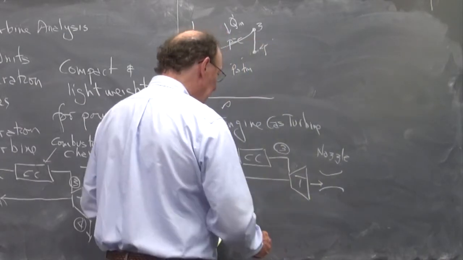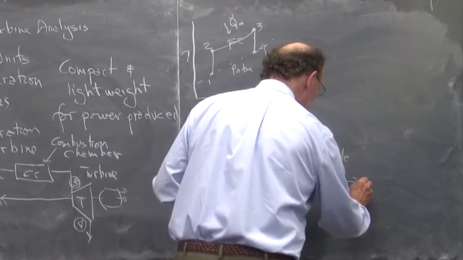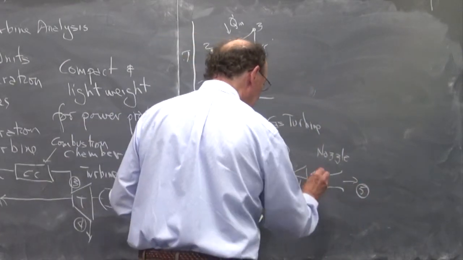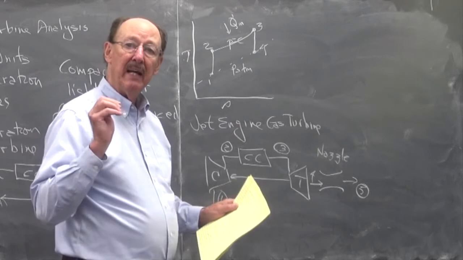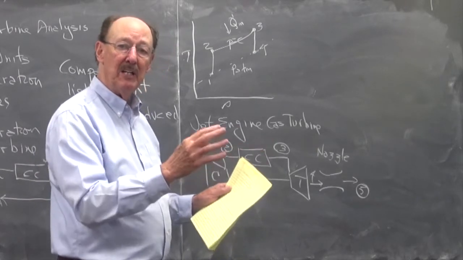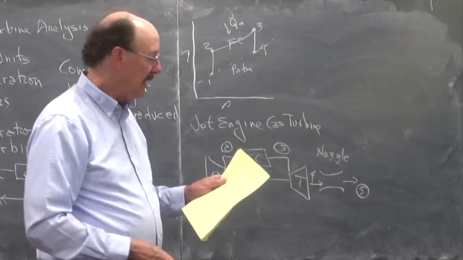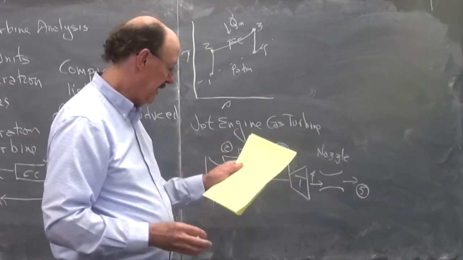Then it'll come out of the nozzle at state 5, so I have 1, 2, 3, 4, 5. And so I have a nozzle, and I have air flowing through it, change of kinetic energy, and then you get the momentum principle, and you have a reactive force that it creates.